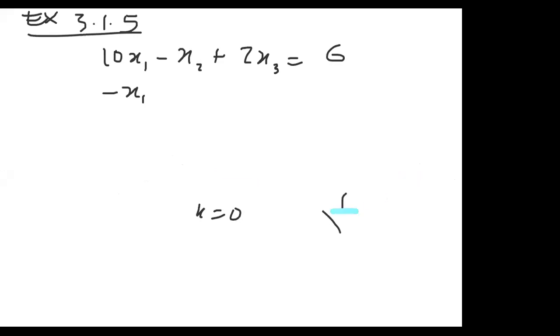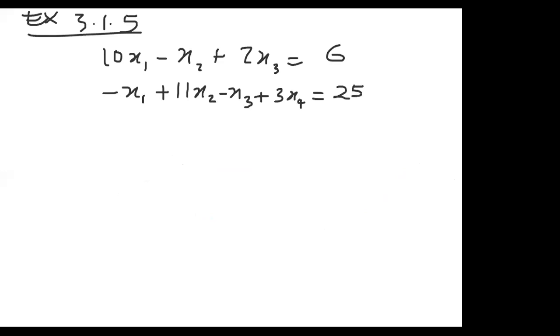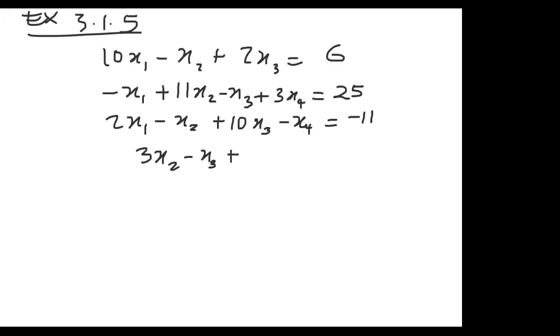Now I need to wrap this so that I can write the system of equations that we are looking at. So I have minus x1 plus 11x2 minus x3 plus 3x4 is equal to 25, and then 2x1 minus x2 plus 10x3 minus x4 is equal to negative 11. Then we have 3x2 minus x3 plus 8x4 is equal to 15, right?